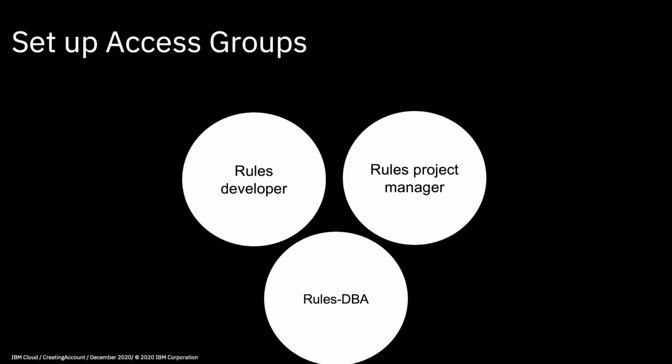Similarly for access groups, I'm going to show you how to create three access groups. One for rules developer, where I add some rules or privileges, which will be example privileges that you might want to give a developer. Similarly, an access group for project managers, so again some rules that you might want to consider giving to a project manager. And then for a DBA, which is targeted at specific services that a DBA might actually need access to. So let's go ahead and get on to the IBM Cloud Console.